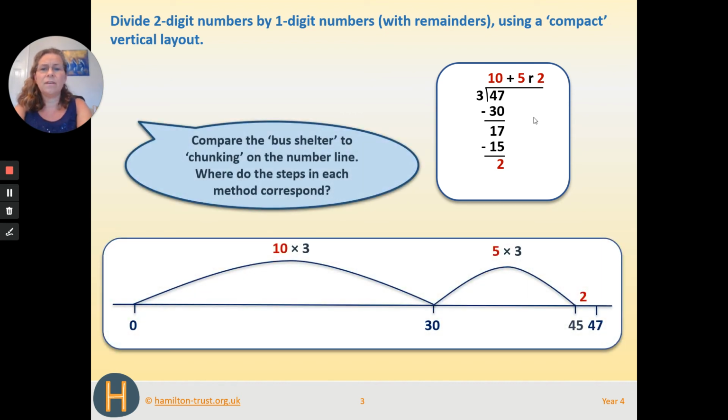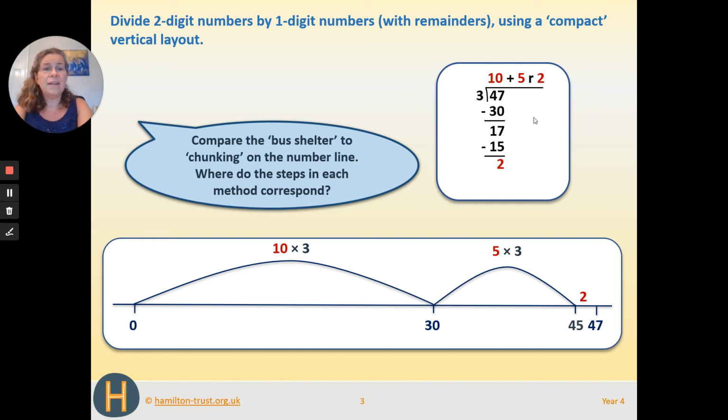Compare the bus shelter to the chunking on the number line. Where do the steps in each method correspond? Ten times 3 was the first step, and that made 30. So that's the first step you do on the bus shelter. Then you take away to see that you've got 17 left, and then you work out the next chunk. 5 times 3 is 15.